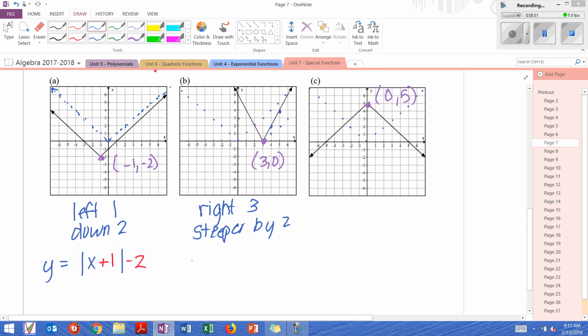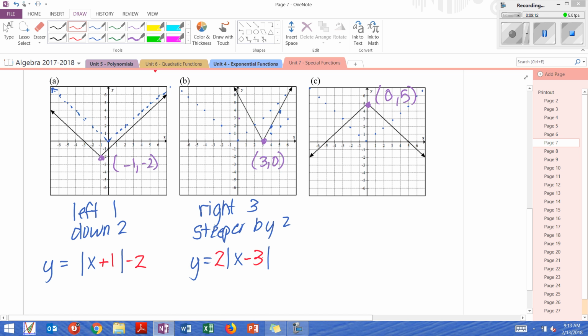Okay, so writing out our equation, y is equal to the absolute value of x. Well, steeper by 2 means we have a multiplier out in front of 2, and to the right 3 inside the parentheses, or in this case, inside the absolute value function, would be x minus 3.